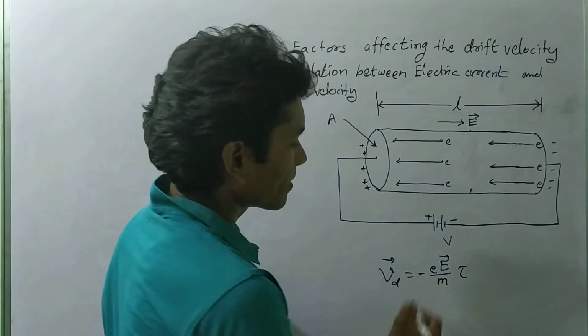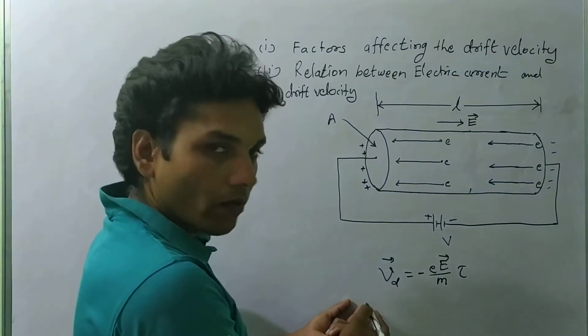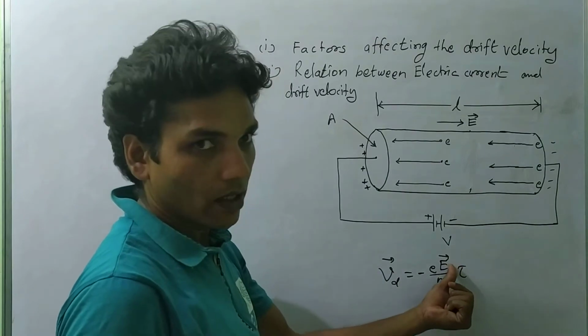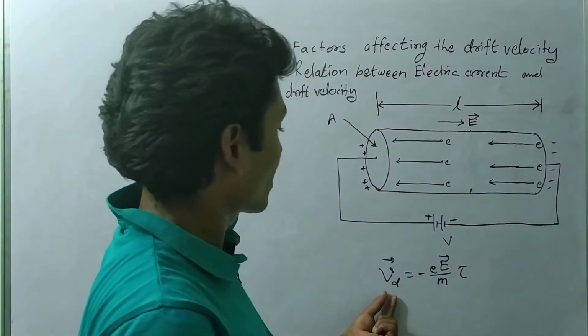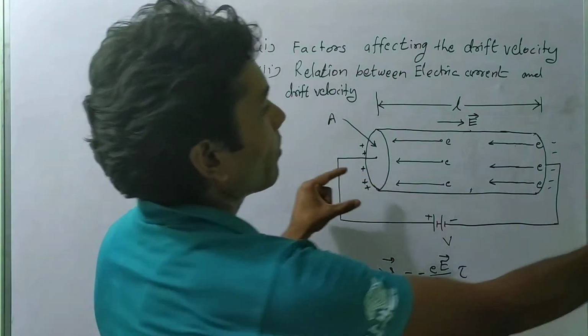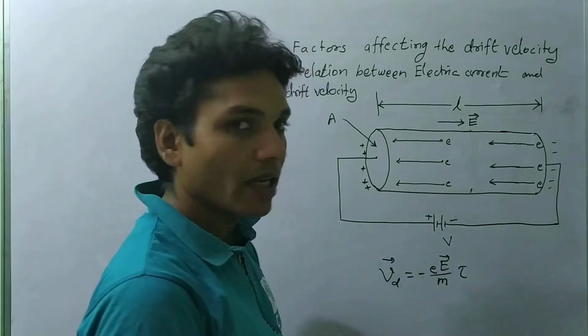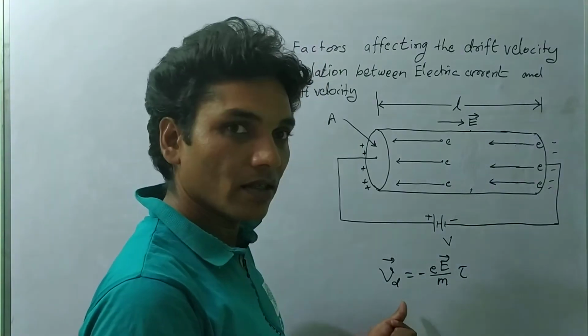Here the minus sign shows that the direction of drift velocity is opposite to the direction of the electric field. If the direction of the electric field is along this direction, then the direction of drift velocity will be opposite to the direction of the electric field. This minus sign shows that. Now the dependence of Vd.